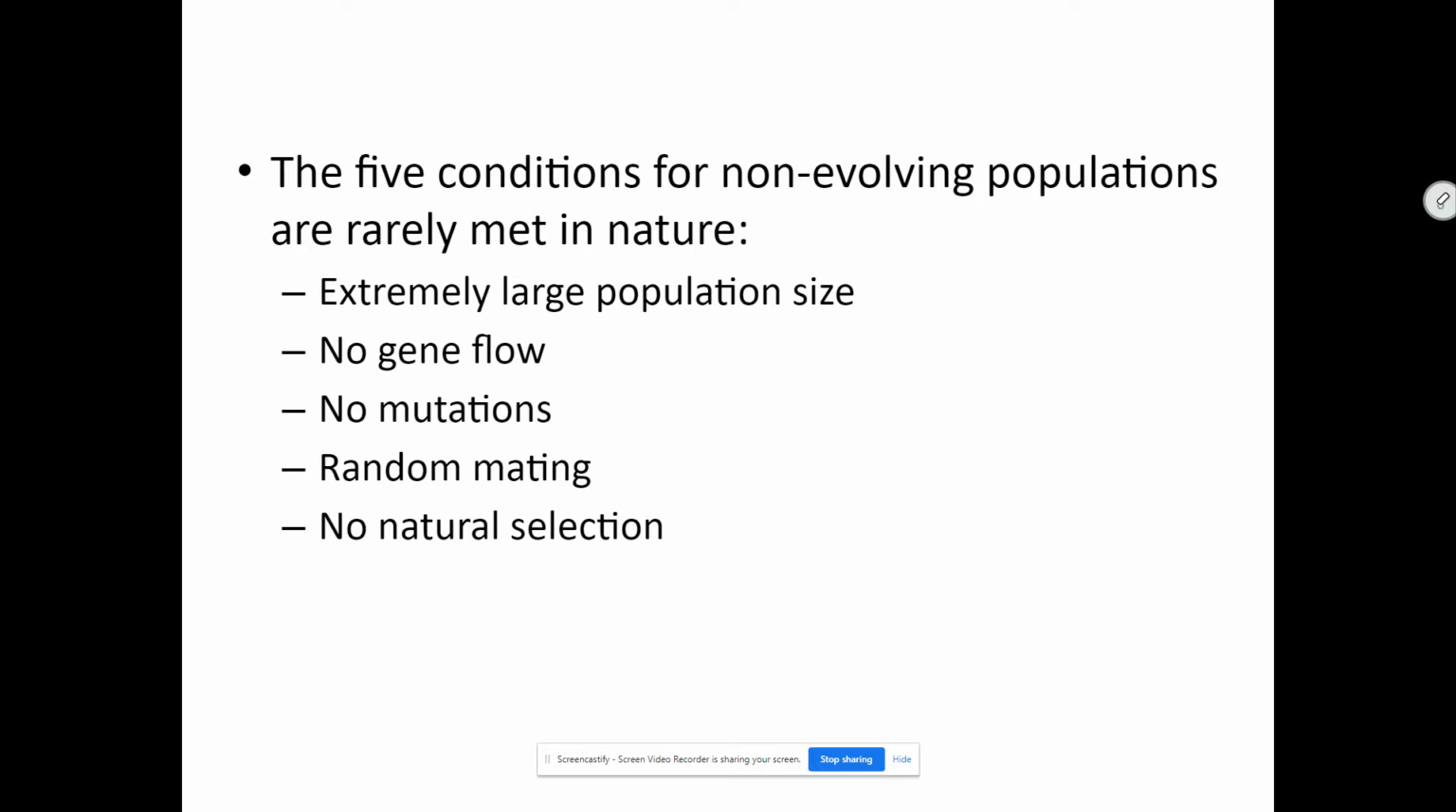And so the second one is no gene flow. Third, no mutations. There can be no mutations in a population. That means just no random changes to the DNA, and this should be self-explanatory for you.